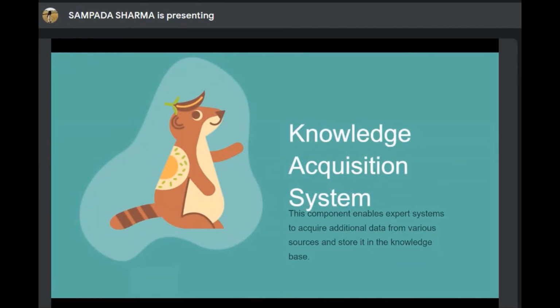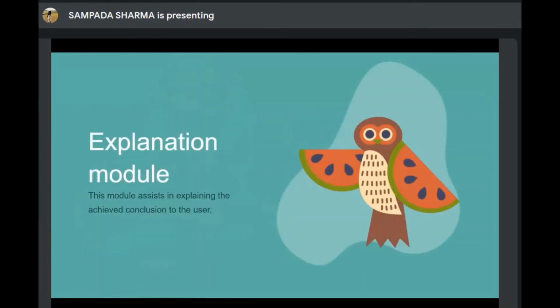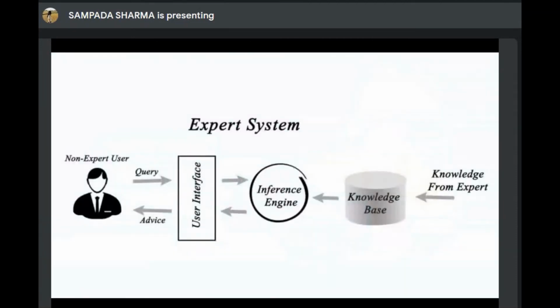It is also a component which allows the expert system to acquire more data from various sources and then store it in the knowledge base. Explanation module, so once it gives the conclusion, it helps to explain the conclusion to the user.